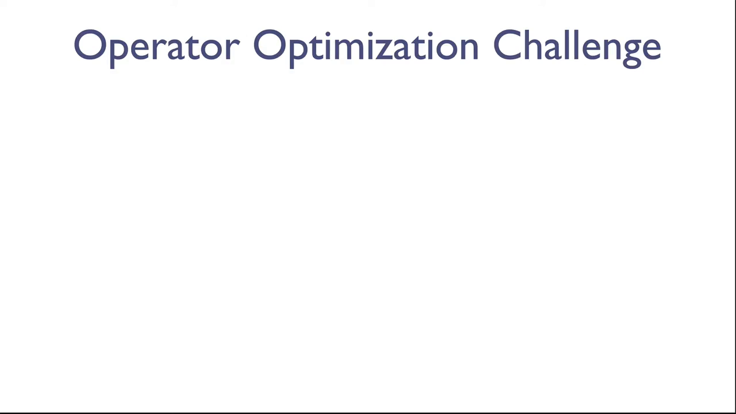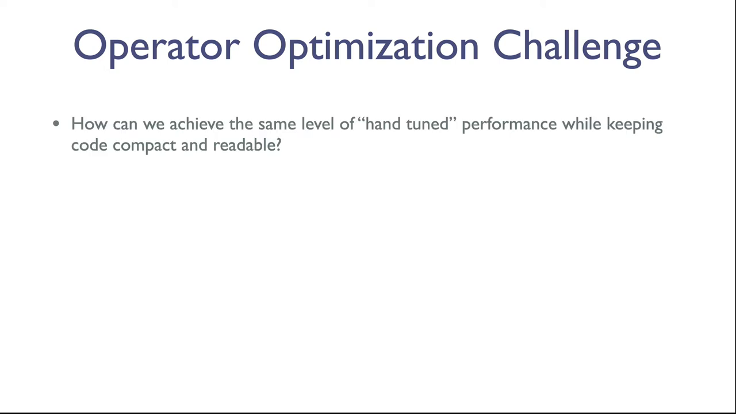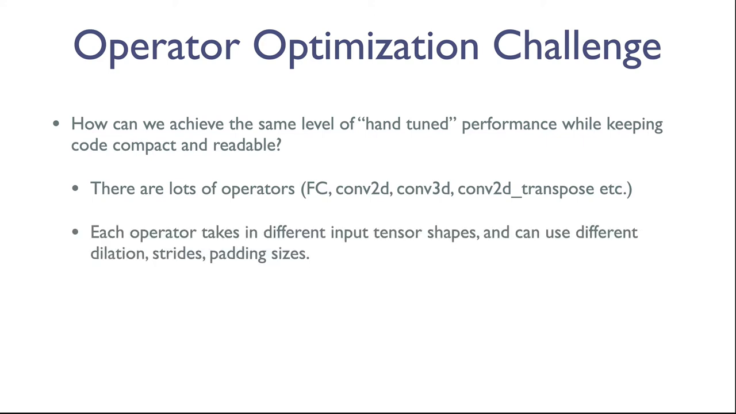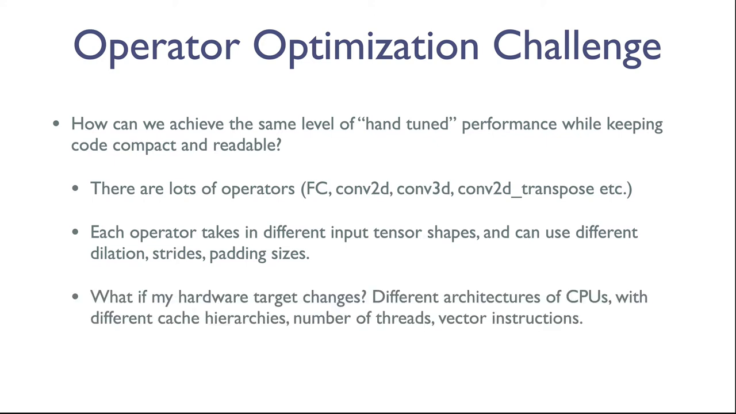So this brings us to an operator optimization challenge. How can we achieve the same level of hand-tuned performance while keeping code compact and readable? There are lots of different operators. And each operator takes in different input tensor shapes and can use different dilation, strides, and padding sizes. And what about if the hardware target changes? Different architectures of CPUs with different cache hierarchies and number of threads and different vector instructions.